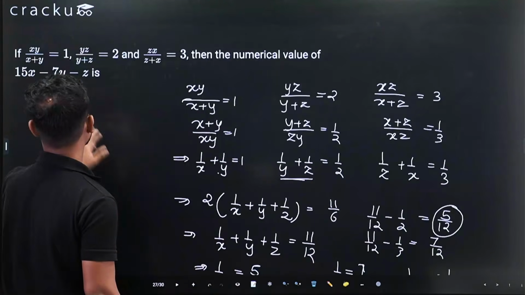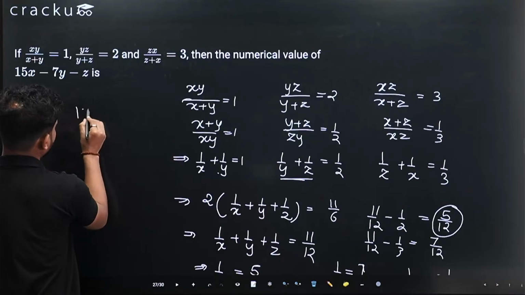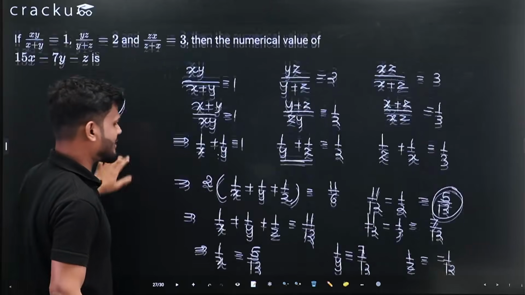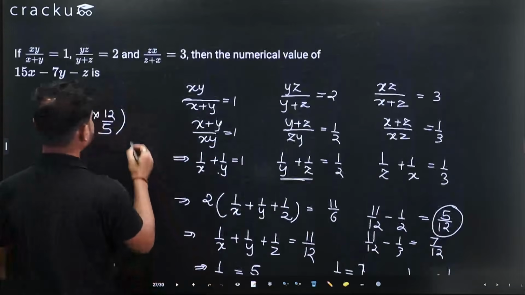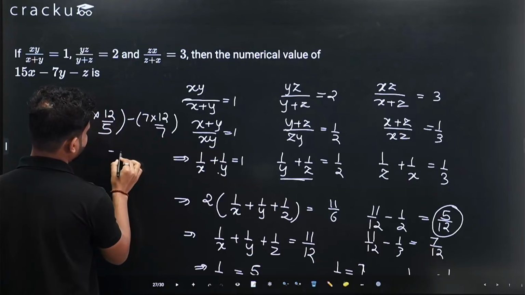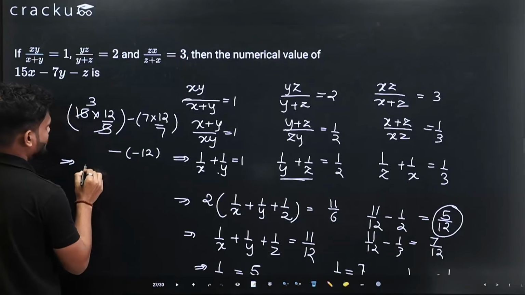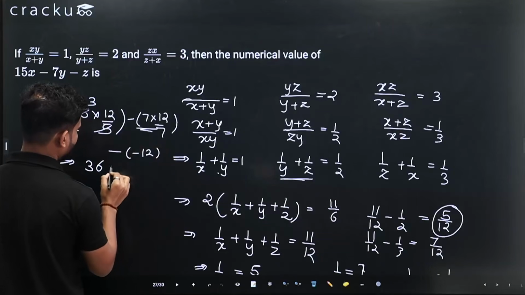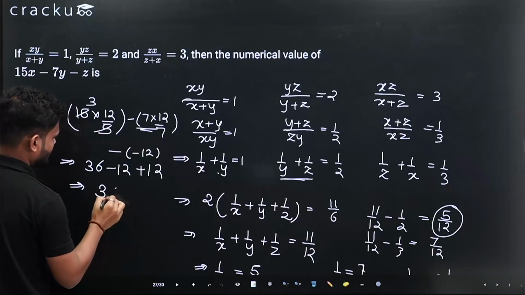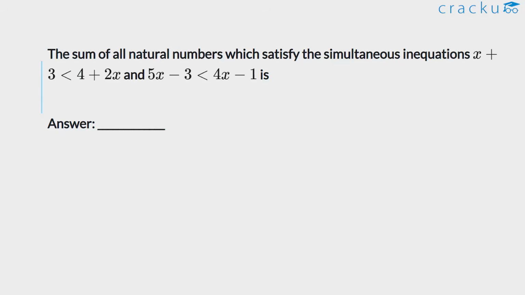Now what you need to find? You need to find 15 into x. What will be 15 into x? It will be 15 into 12 by 5 minus 7y. Minus 7y will be minus 7 into 12 by 7 and minus z will be minus z, which is plus 12 here. From here you will get, this is 3, 12 into 3, 36. This is minus 12. This is plus 12. And this will give you 36. Answer to this question will be 36.